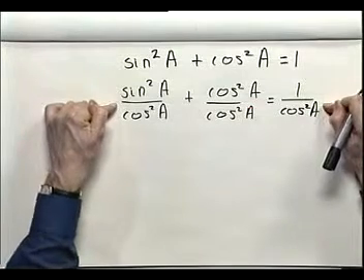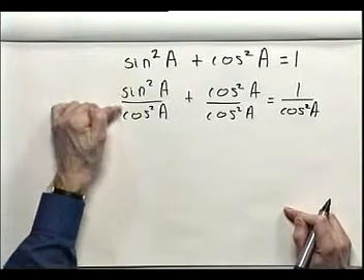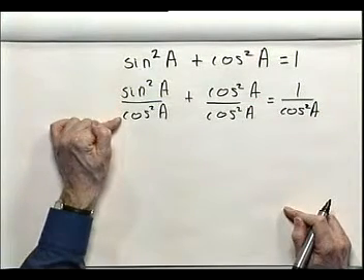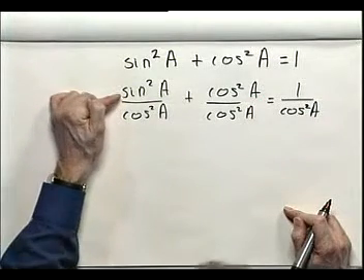So sine squared over cos squared. Well, sine over cos is tan. And so this is, in fact, tan squared A.